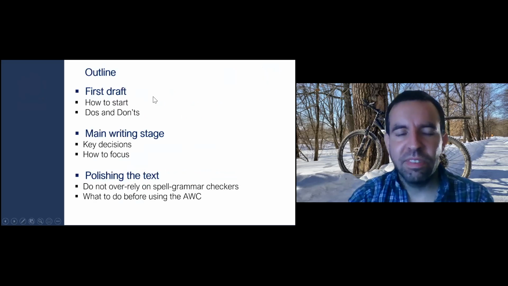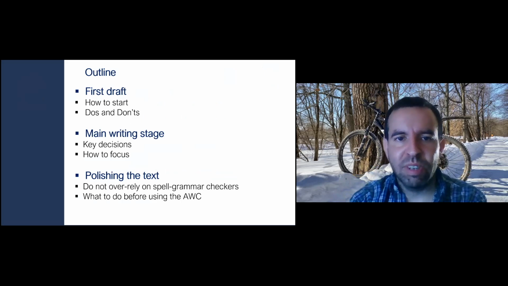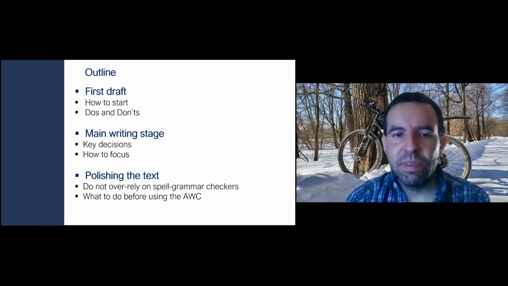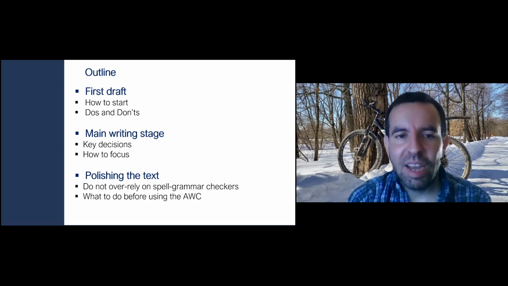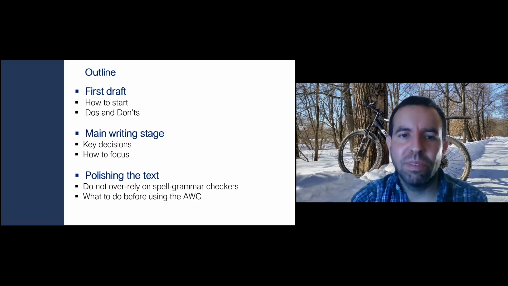Well, this workshop, we structured it in 3 parts. So first we will mention a few bits about some things that are mostly related to when we are just starting the first draft, what things to do, what we shouldn't do. Then we will focus on some things that mostly happen during the main writing stage, some key decisions that we need to take, and also a few tips not specifically related to writing, but how to focus.